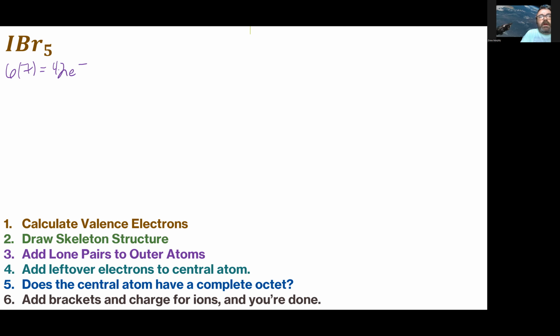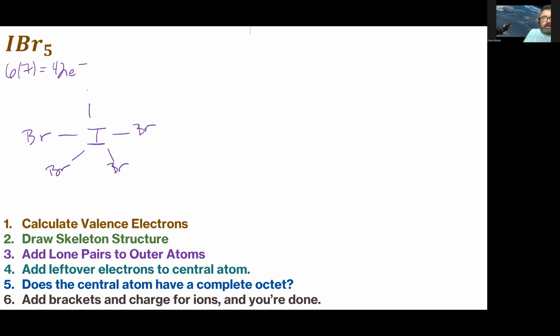Okay. All right. The guy in the center is iodine. Again, it's the only one of its kind. It's the least electronegative, and it is written first. The iodine gets 5 things stuck to it, so just kind of draw it out. It ends up looking kind of starfishy, but that's okay.